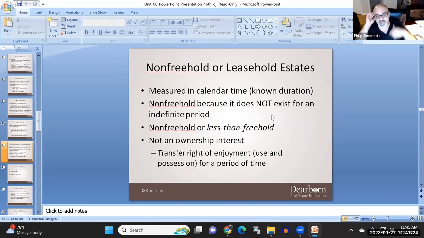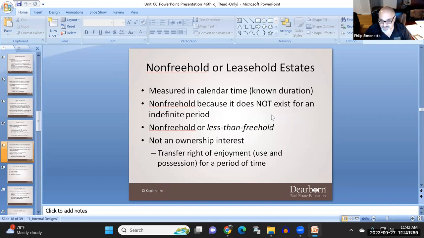Now we're going to talk about non-freehold or leasehold estates. Leasehold estates are measured in calendar time. There's a known duration. You're taking the property January 1st and leaving December 31st, the end of the year. You know when you're going to be there. It's non-freehold because it does not exist for an indefinite period. Freehold is an unknown, undetermined period. It's up to you.